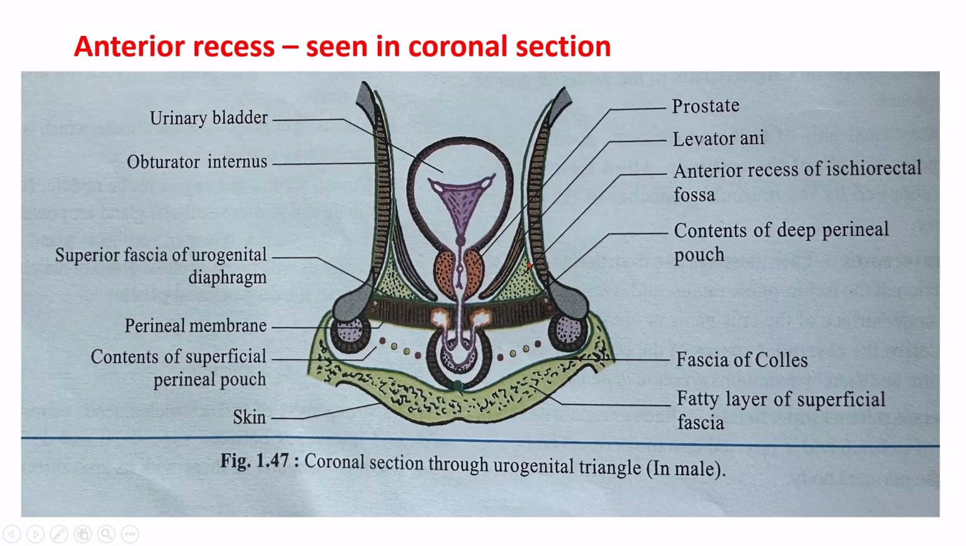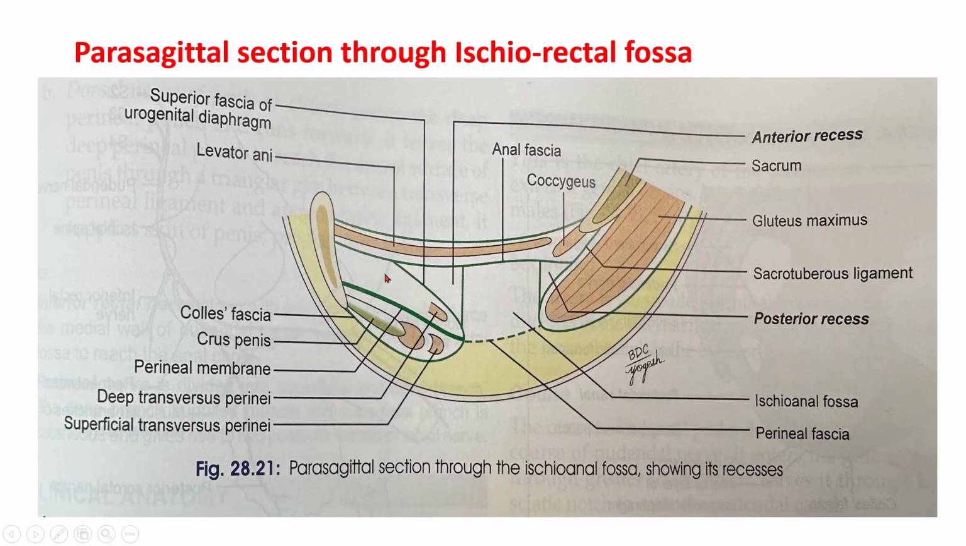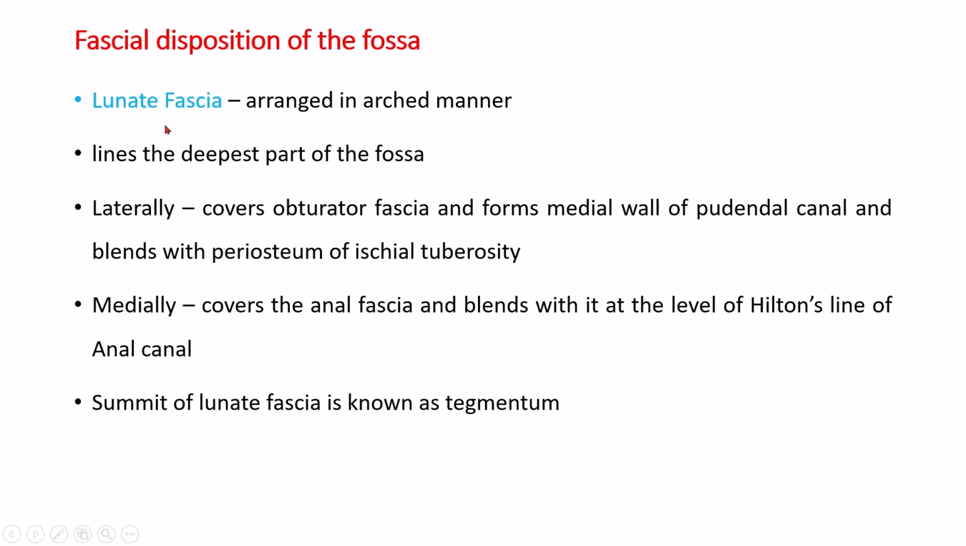You can see here, this is the anterior recess of the ischiorectal fossa, which is triangular in cross section. Above you can see the pelvic diaphragm, below you can see the urogenital diaphragm. Here you can see the anterior recess, and here you can see the posterior recess, which will be extending on either side of the coccyx. If you see the fascial dispositions of the fossa, first and foremost is the lunate fascia.